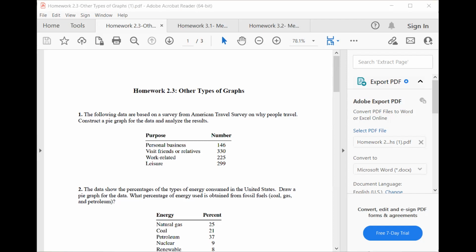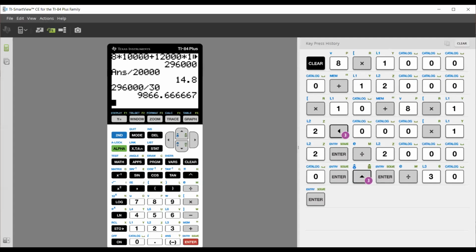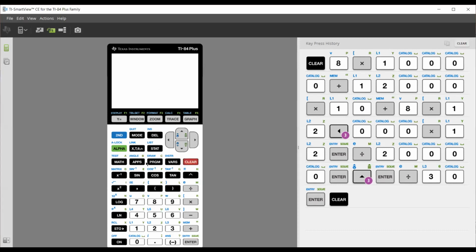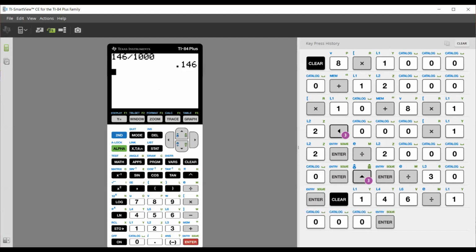Because this, let me put it up. Let me put this on the screen. So we have, for example, 146 divided by 1,000, right? And that's going to give you, as you said, now if you multiply this by 360, you do indeed get 52 point. This is degrees now, right?